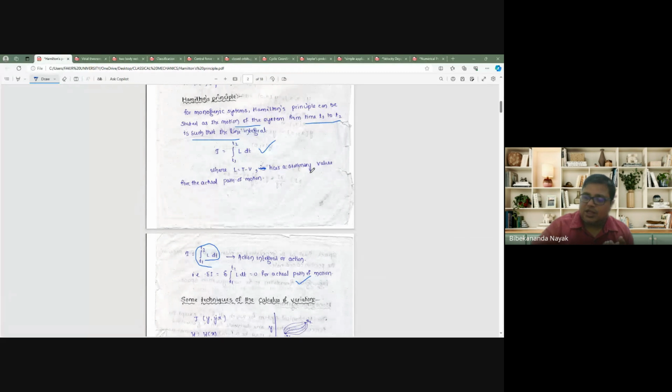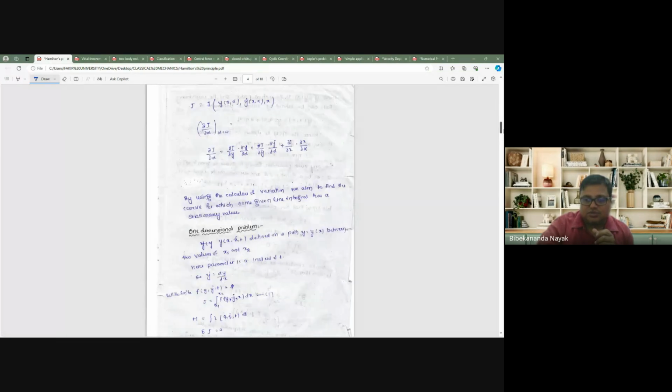There are many paths, but only one is the actual path. Suppose in distance and displacement, displacement is the minimum of the distances. There are many distances you can take, but the displacement is the minimum. Similarly, here the integral value is minimum for the actual path of motion.